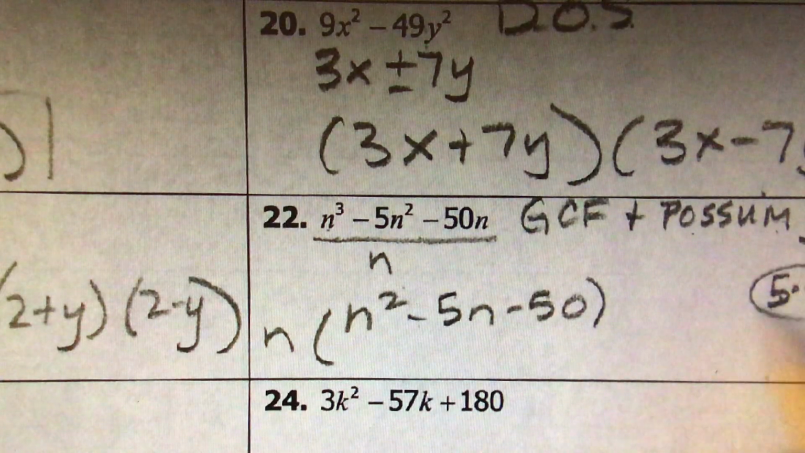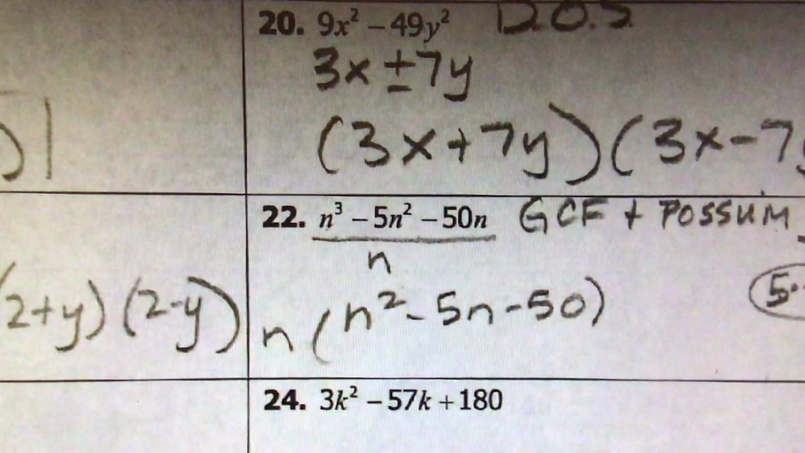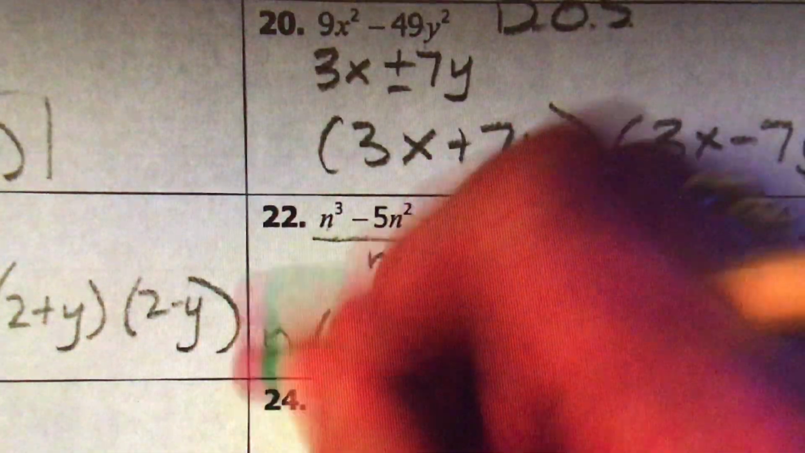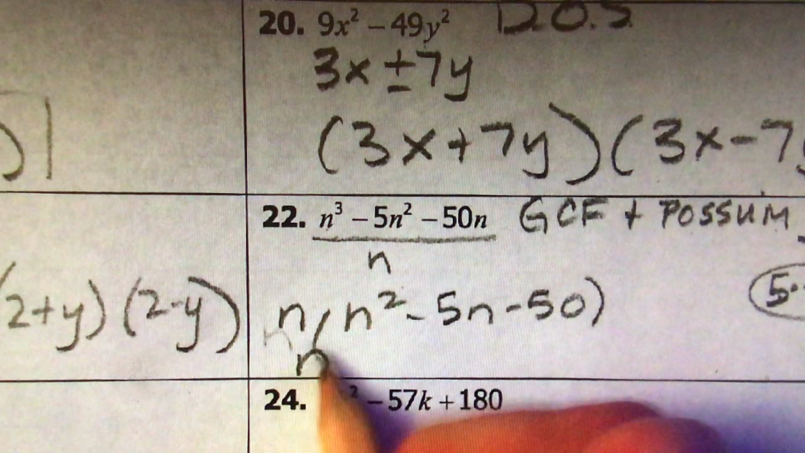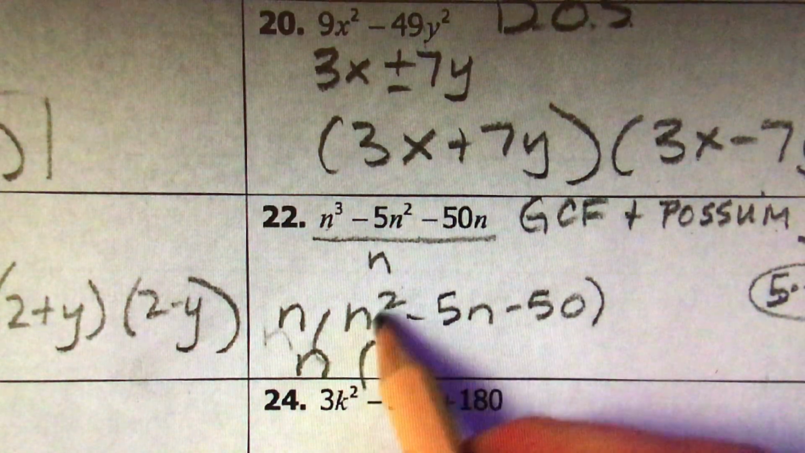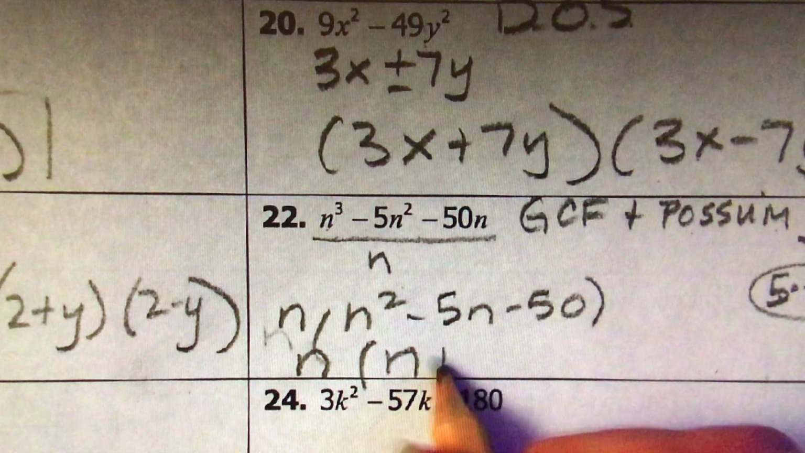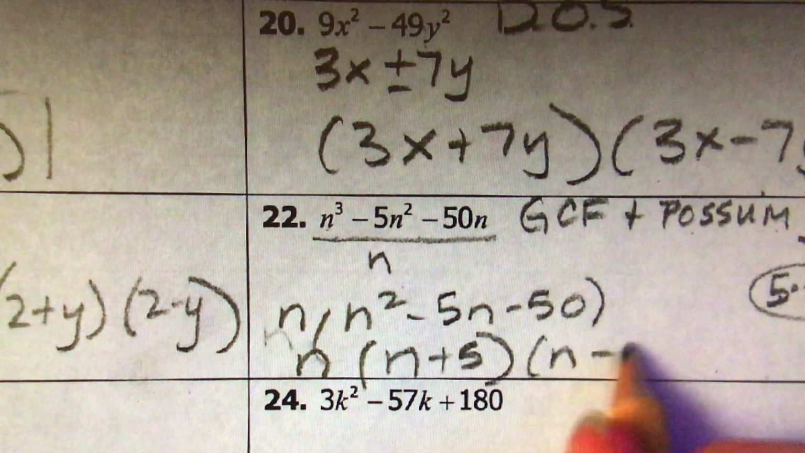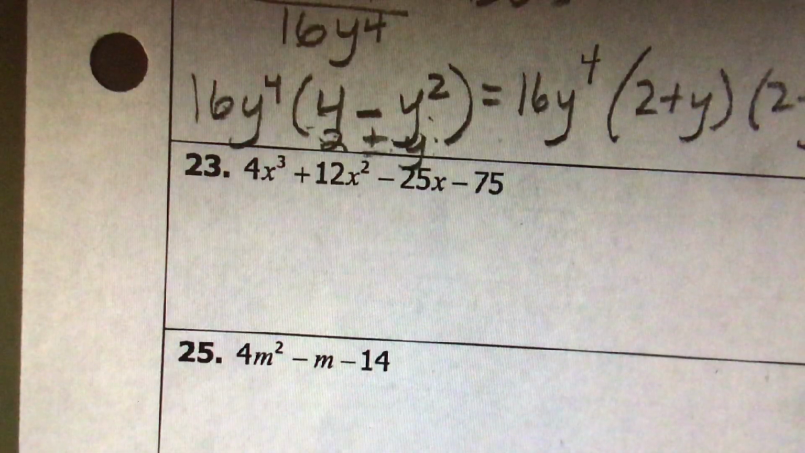Okay, so I think this is the winner. So I'm going to rewrite this, first of all. Hold on to what I factored out, which if you remember earlier, I factored out an n. So you still have to hold on to n, and then I'm factoring this trinomial into n plus 5, n minus 10.